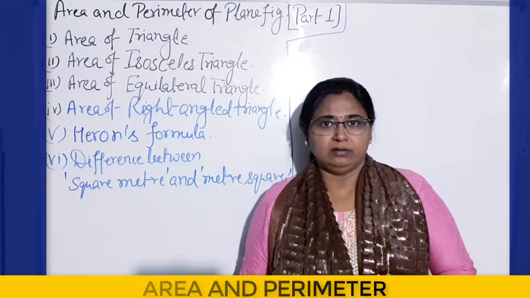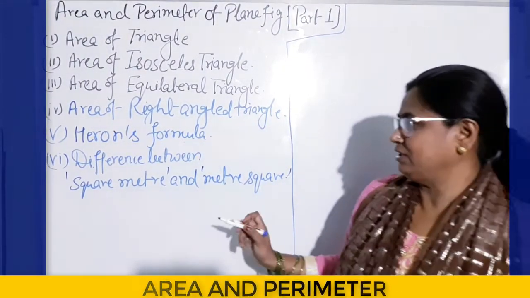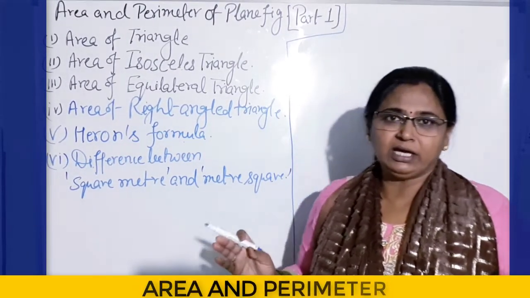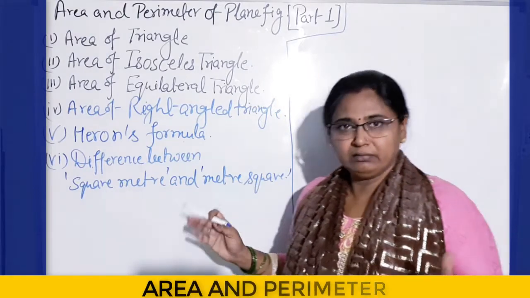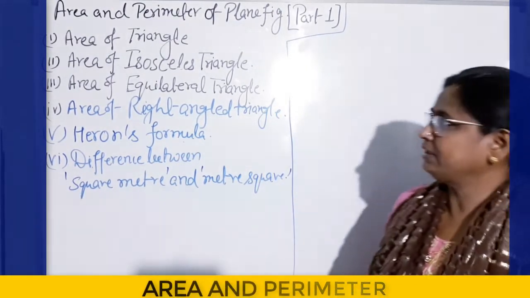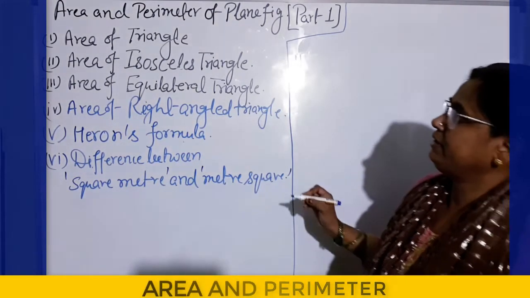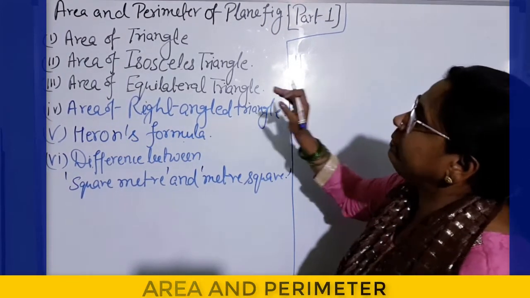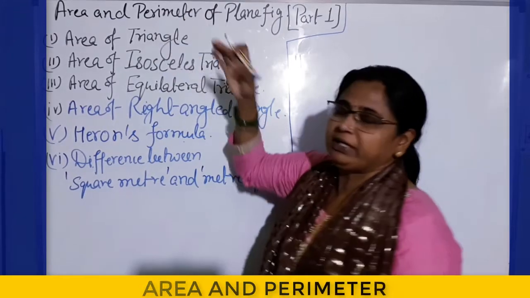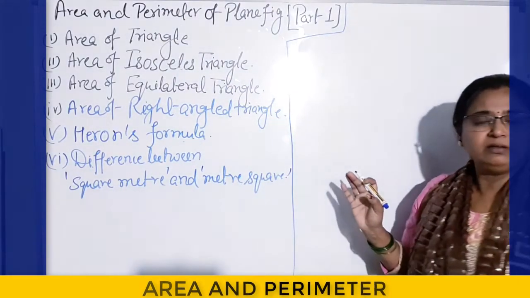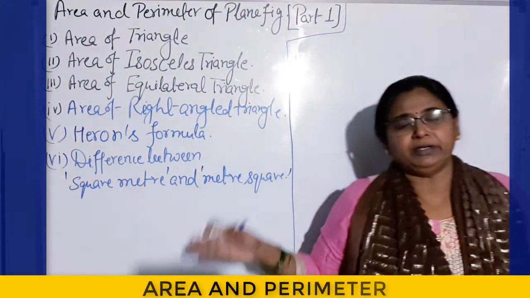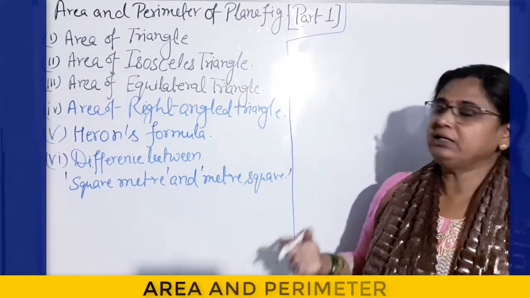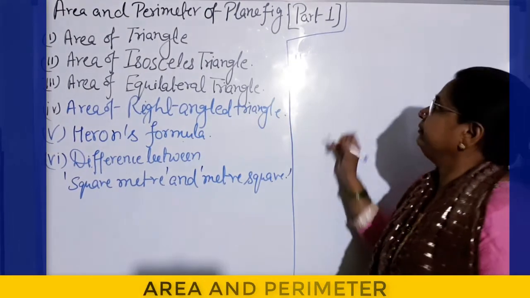Today Pulkit has asked this question, what is the difference between both? So I would like to explain it clearly this time. My first topic is area of triangle. I think it will be better to first explain perimeter. Perimeter is the length of the boundary of any shaped figure in two dimensions.